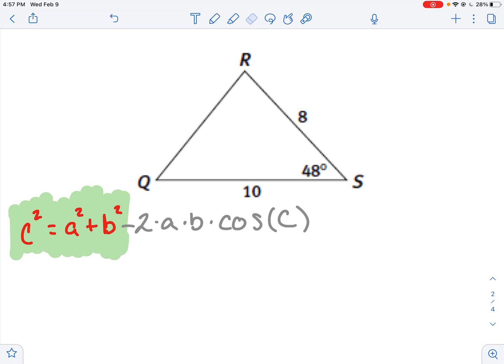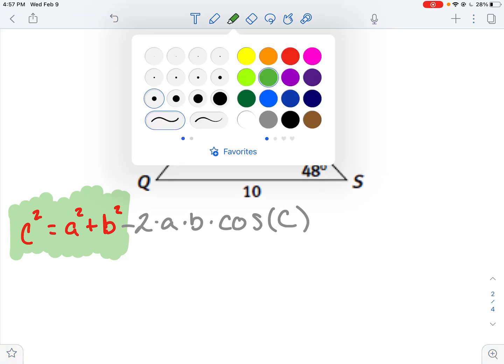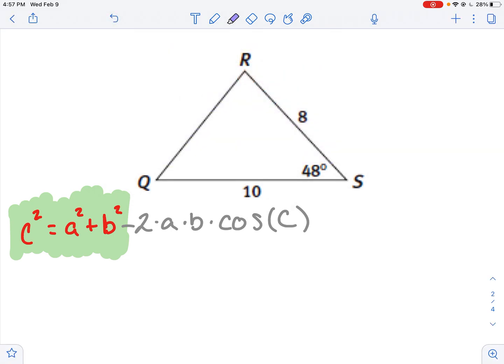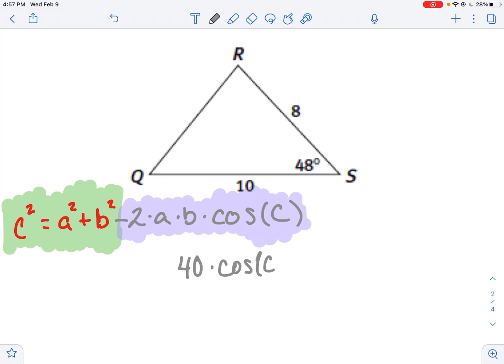Now, this is all one term. I want you to realize here that since this is multiplication, this is all one term. So I could simplify, maybe I'd get like 40 times the cosine of C. That's not what we end up with here. But I want you to identify that this is one term, that negative 2ab cosine of C.